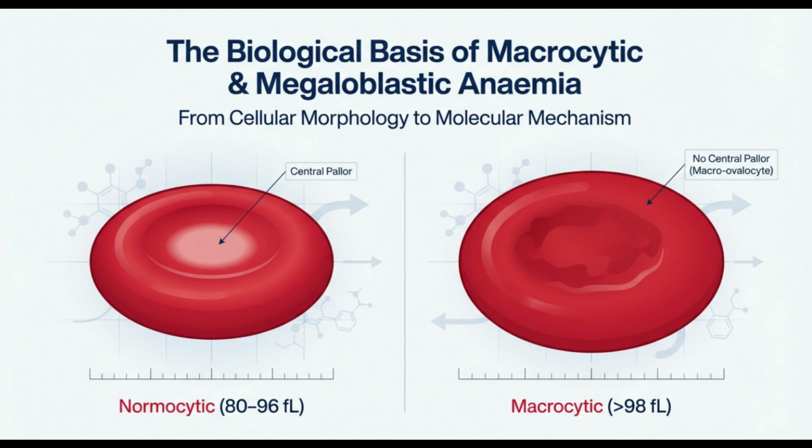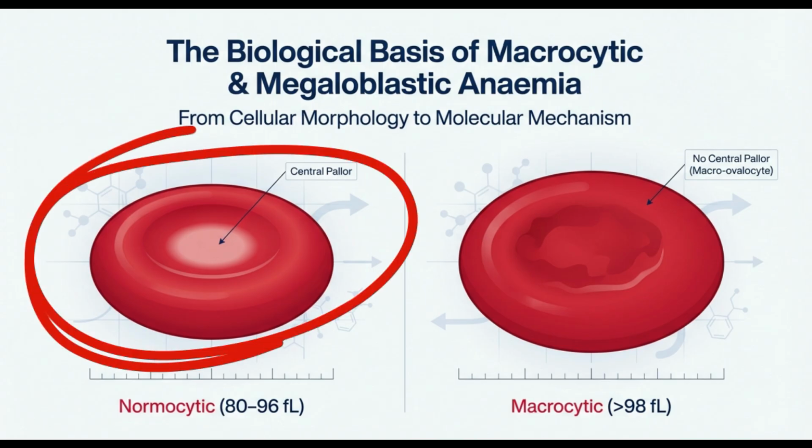What exactly is macrocytic anemia? Well, it really all boils down to the size and the substance of our red blood cells. Okay, take a look at this. It's a perfect side-by-side comparison. On the left, you've got your healthy, normal, what we call normocytic red blood cell.